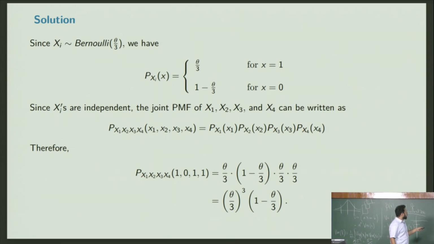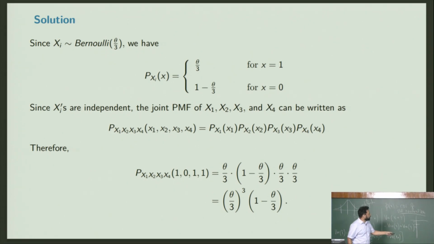Now since the xi's are independent, that's where it helps. We always assume independence because it simplifies the joint distribution. As such, joint distributions could be very complicated, but if the variables are independent, it's very simple. The joint PMF is the product of the individual PMFs, which simplifies our life quite a lot.